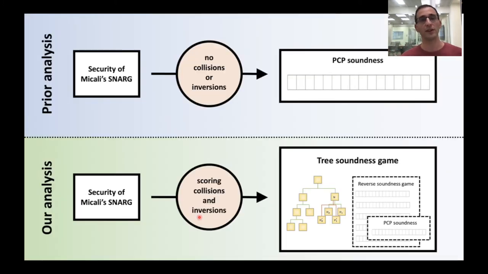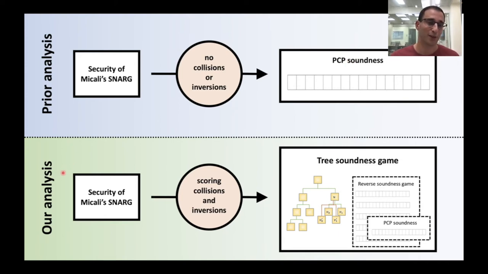Now I want to dive back into the analysis of our construction. First, how the prior analysis worked. We wanted security of Micali SNARGs. What we usually did is we wanted to say the commitment scheme is really a commitment scheme. So we had to assume, or condition on the event, that there are no collisions and no inversions. That's why we lost this probability in the soundness expression. Once we have this, the cheating prover has nothing he or she can do except to commit to some PCP string and hope that the verifier is convinced. So the security from this point on is reduced to the soundness of the PCP.